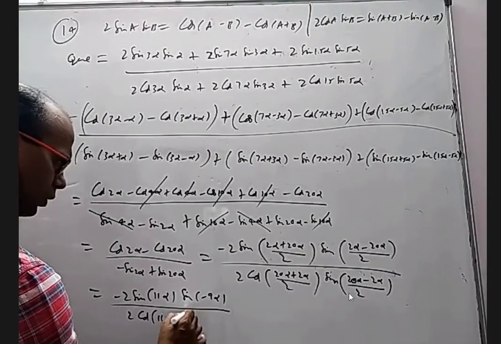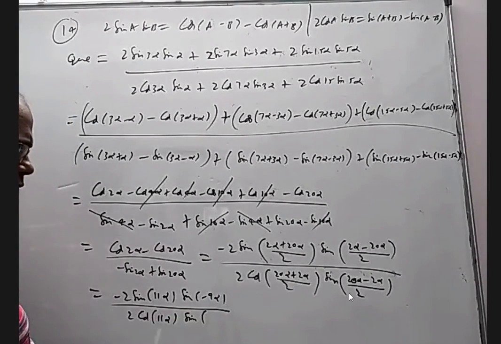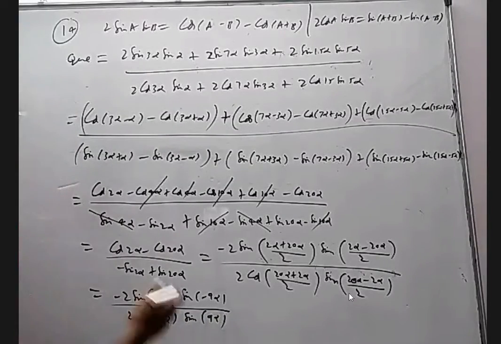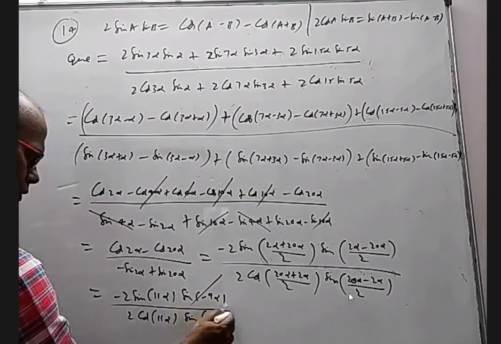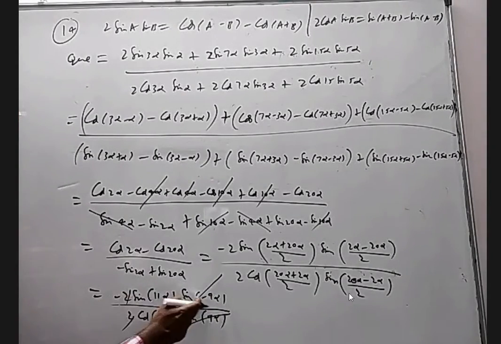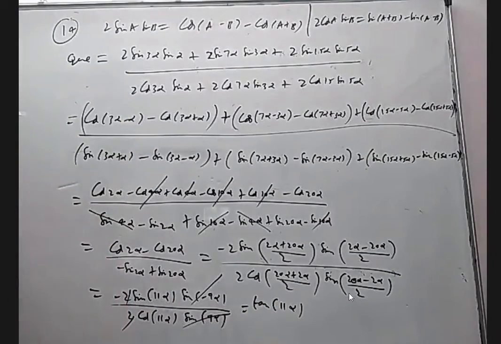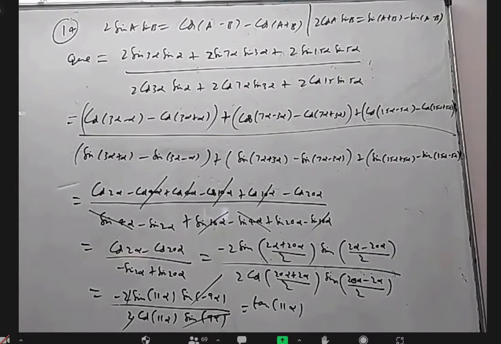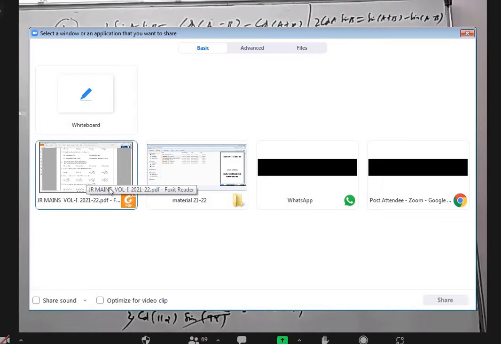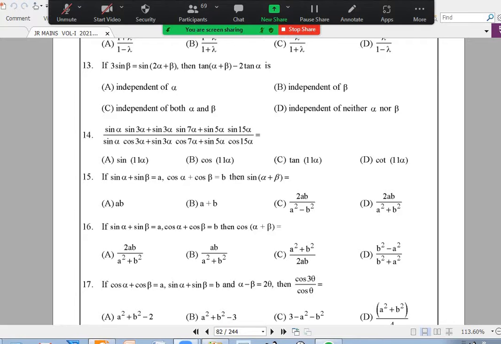And sin 9 alpha, oh, sin 9 alpha can be cancelled. This and this you can cancel, 2 you can cancel, including this minus, you are left with tan 11 alpha. Yeah, the answer tan 11 alpha is there.